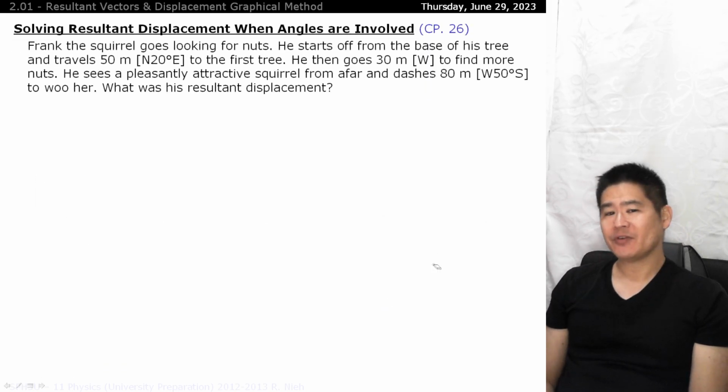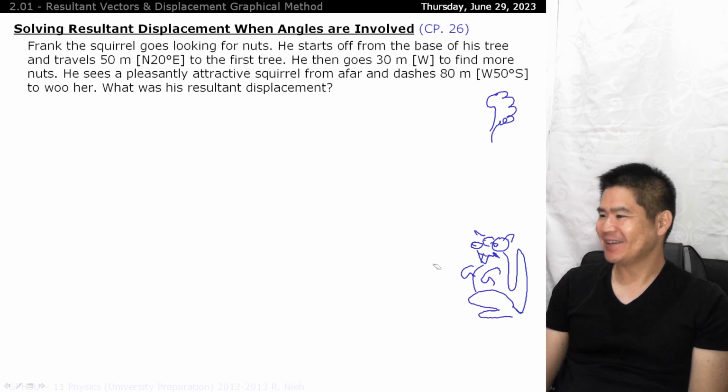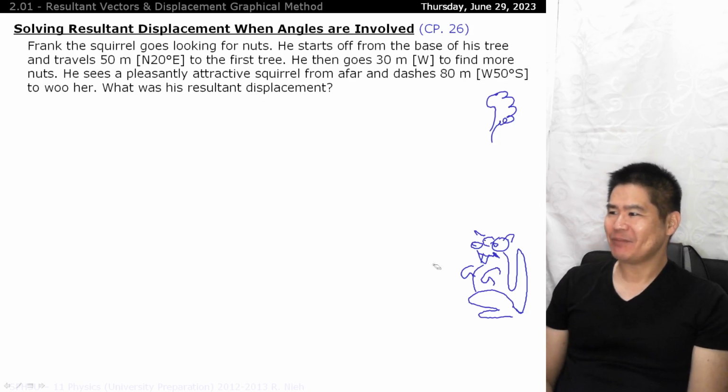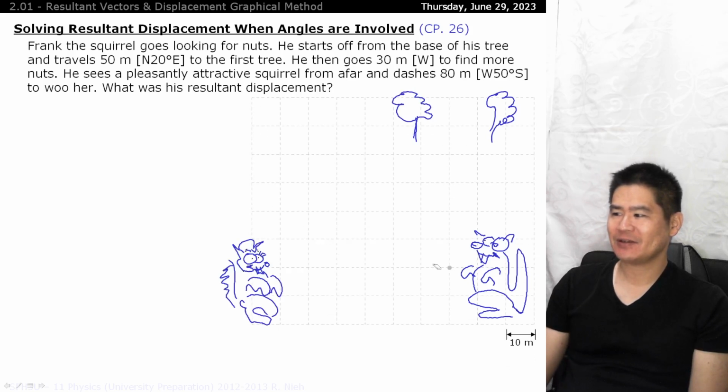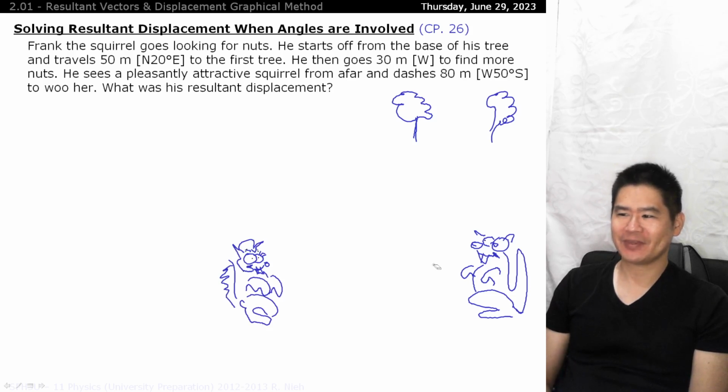Okay, how about we finish off with this last example? Frank the squirrel goes looking for nuts. Oh boy, let's draw a scale diagram. All right, he starts off at the base of his tree, and then he travels 50 meters north, 20 degrees towards the east. He then travels 30 meters towards the west. Finally, he sees a pleasantly attractive looking squirrel, like this one right over here, from afar, and then he dashes to woo her. Question is, what is his resultant displacement?